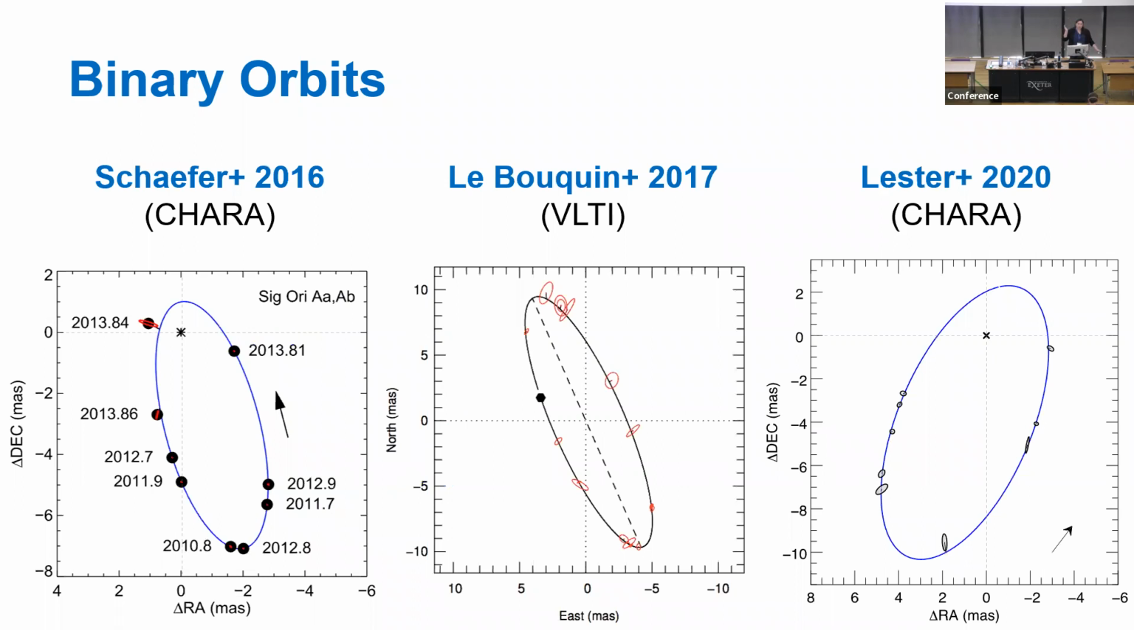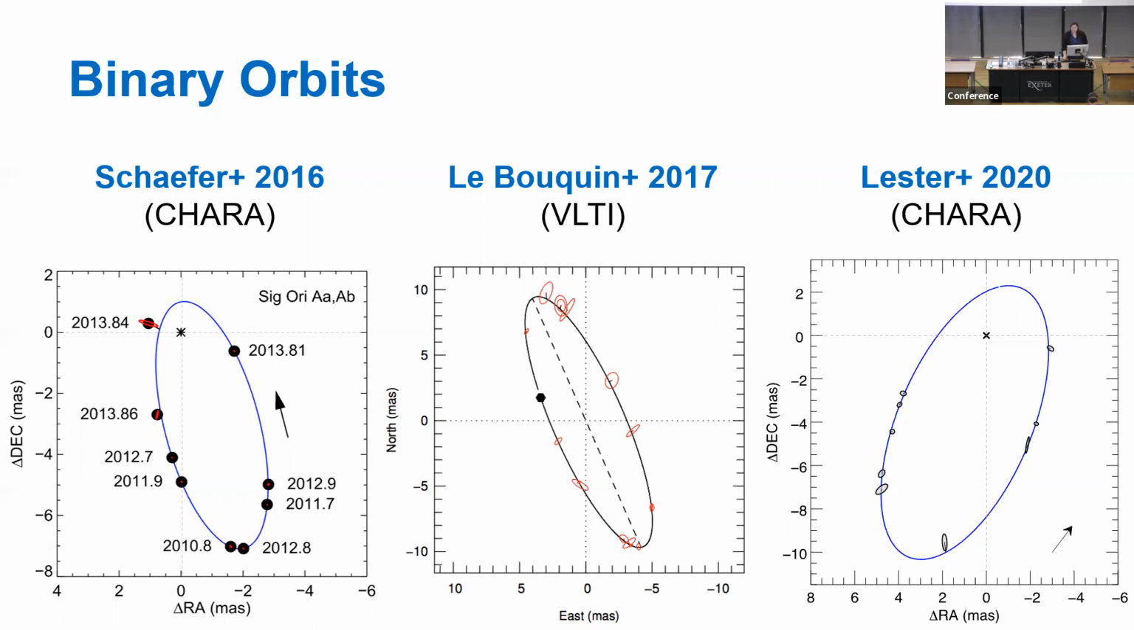So these are some more examples of binary orbits. They all look very similar: declination as a function of right ascension. You'll see again the positions of the secondary star plotted with the elliptical uncertainties and best fit model orbits. A lot of times the uncertainties are much smaller than can be plotted on the data, or much smaller than the size of the orbit itself.